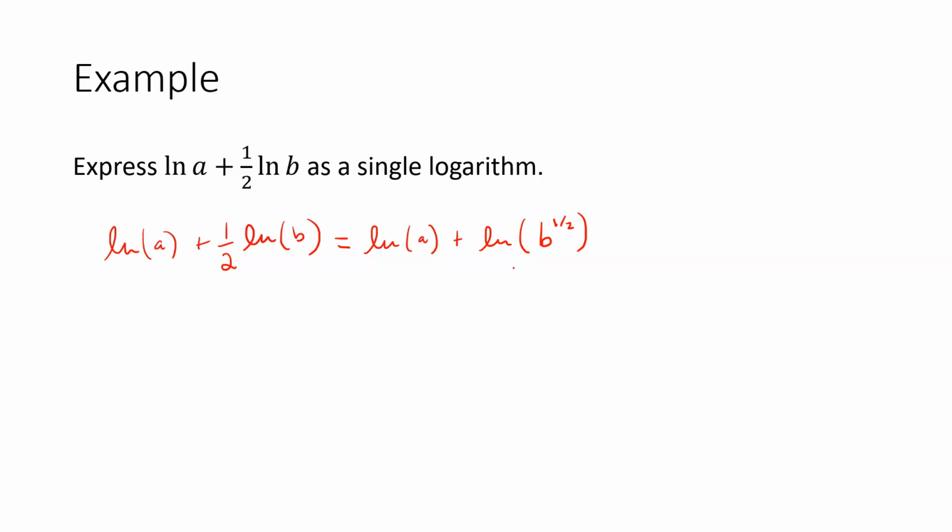And now that I have a sum of these two logarithms, they can be combined together by multiplying a times b to the 1/2. So now we've combined them together into a single logarithm. In fact, we can go one step further and just write the square root of b.